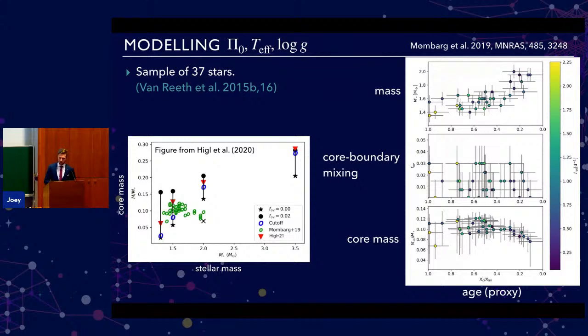What we cannot really do well is measure the core boundary mixing with this method, but what we can do is measure the core mass quite well. What I'm showing you on the plot on the left is the predicted core mass from hydrodynamical simulations as a function of mass. And there's quite a good agreement between the predicted core masses from these types of simulations and what we've measured for this sample of stars.